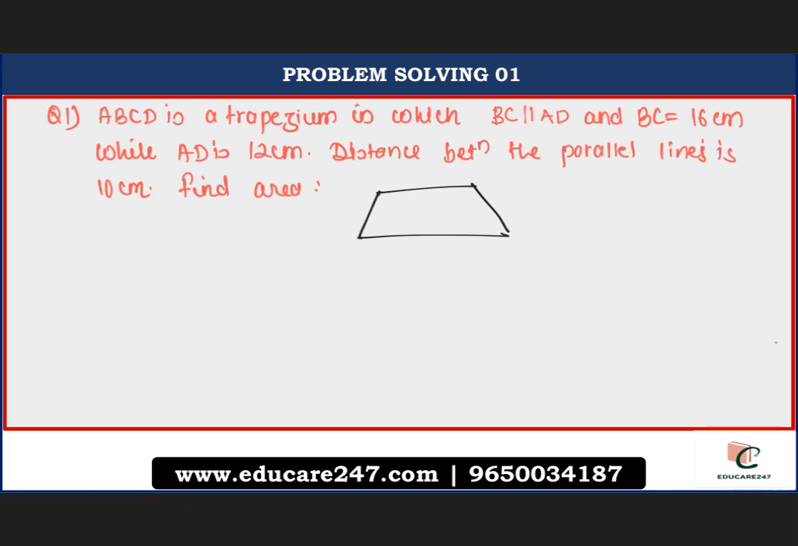ABCD. So BC is parallel to AD. Also they have given that the distance between these lines is 10 centimeter. BC is 16 and AD is 12. Complete AD.